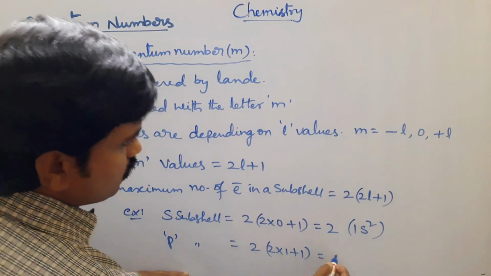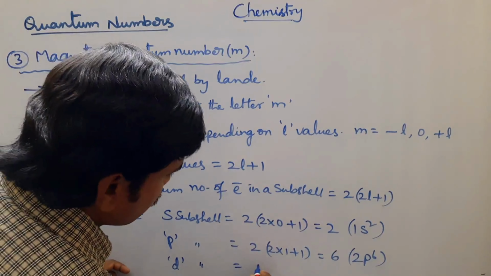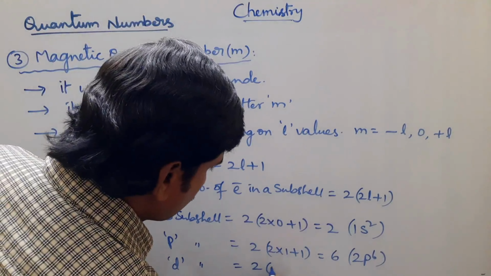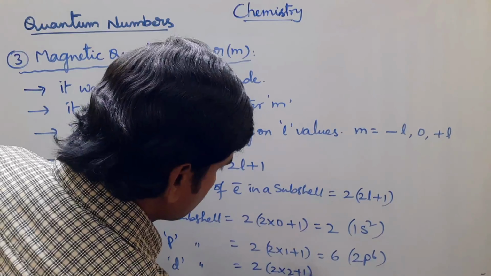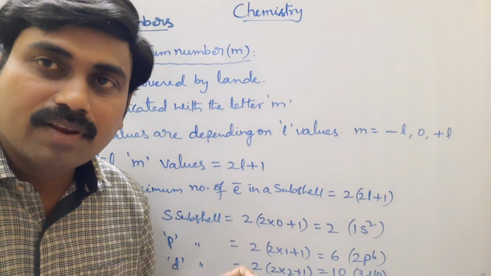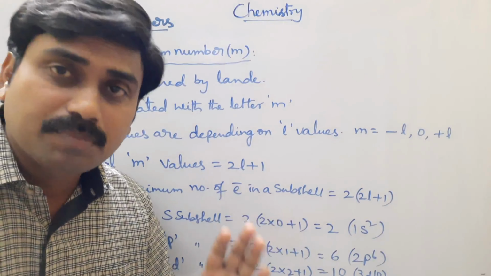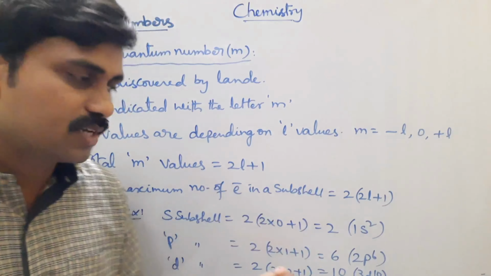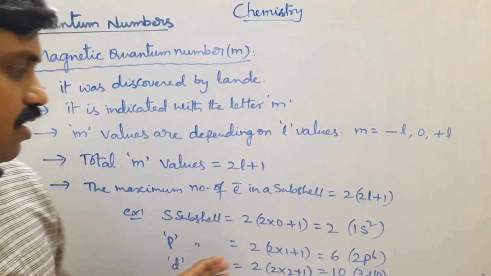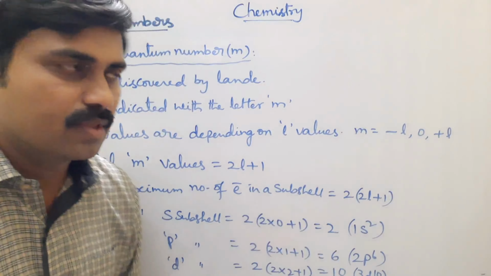That's why we will take in P level maximum 6 electrons. Suppose for D orbital, 2 into 2 plus 1, which is equal to 10. That is 3d10, so D orbital has 10 electrons. By using this formula, we will calculate the number of electrons in S subshell, P subshell and D subshell. So based on this formula, we can calculate how many electrons are in a subshell.